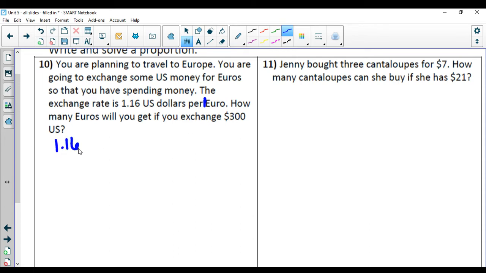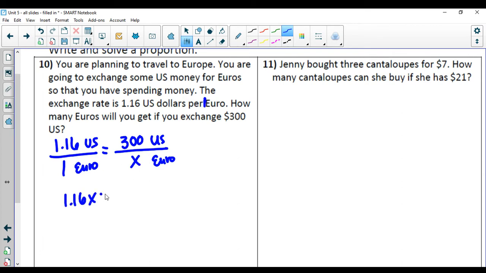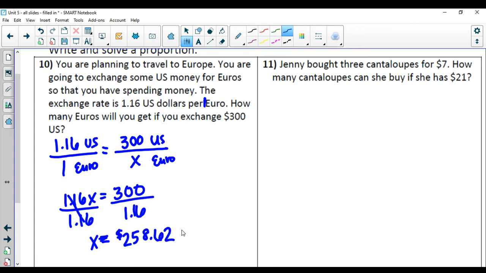So we have $1.16 US gets us 1 euro. So labels US over euro. We're going to exchange 300 US dollars, and we want to know how many euros that's going to get. So we're going to use cross products here. 1.16x is equal to 300. We're going to divide by 1.16. 300 divided by 1.16 will give you 258.62, and it's a 0, so I'm good. So 258.62 in euros. You don't actually have to put the dollar sign because it's slightly different.